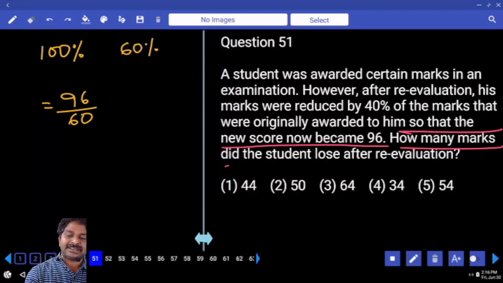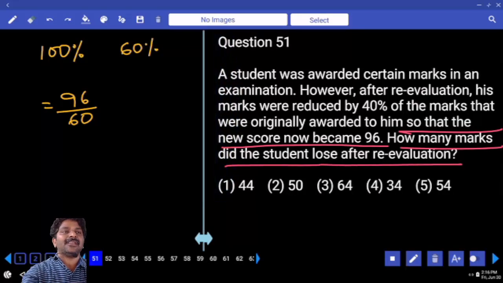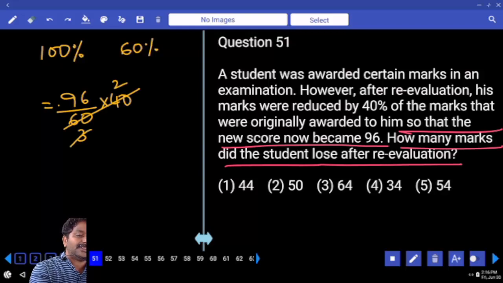How many marks did the student lose after re-evaluation? In re-evaluation, how much percentage does he lose? 40%. That means we were asked to calculate the 40% value. 64.